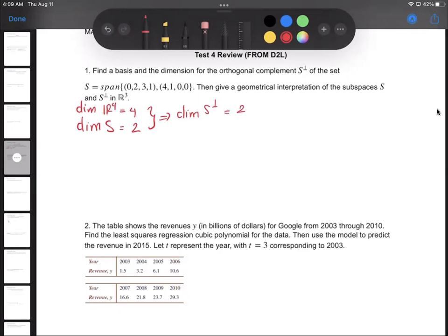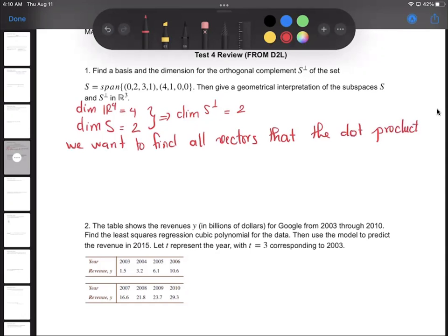According to the definition of orthogonal complement, we want to find all vectors, plural, that have a dot product with the vectors in the basis equal to 0.